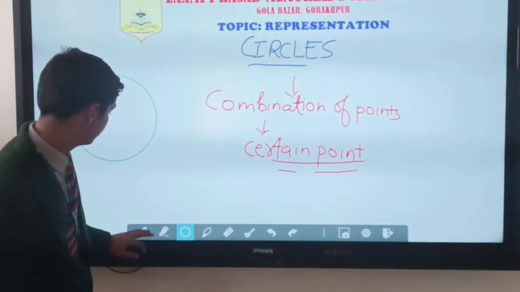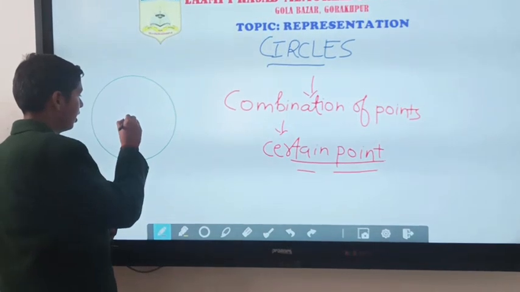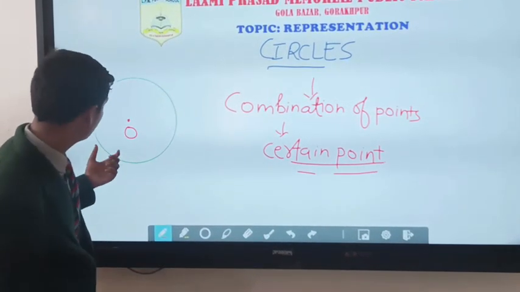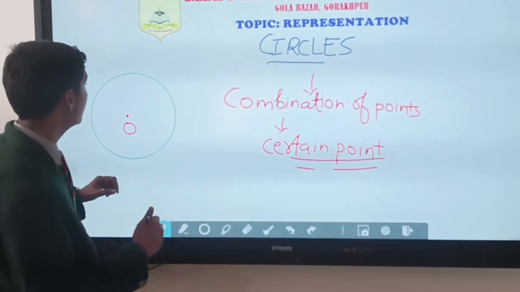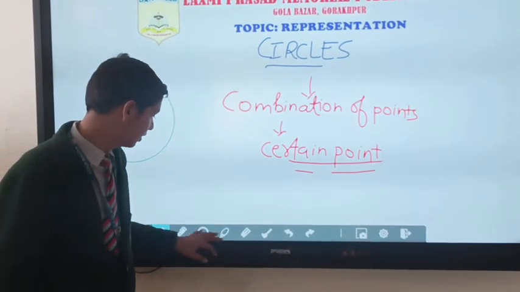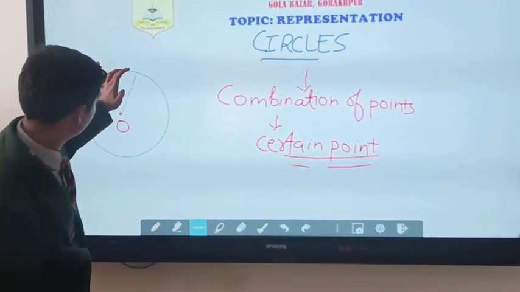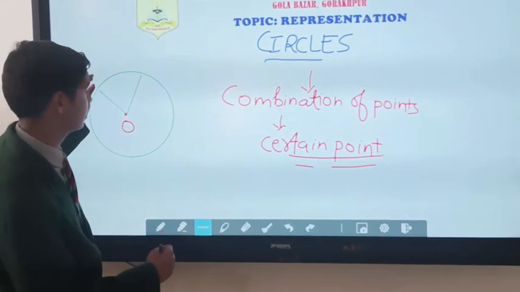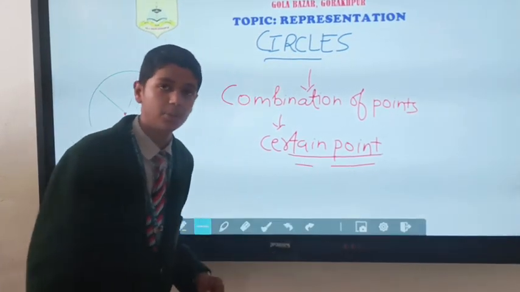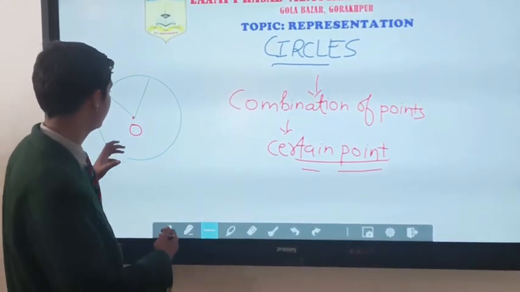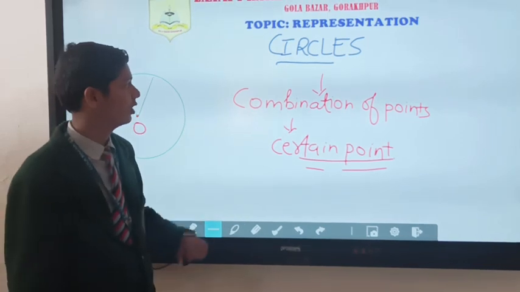Here you can observe that this is a circle, and in it we have a point, let's say O, which we consider as the center of the circle. If we draw a line from here to here, these lines are at a fixed distance from that point. That's why I call this a certain point, and in mathematics we call it the center of the circle. This is one of the basic definitions of a circle.